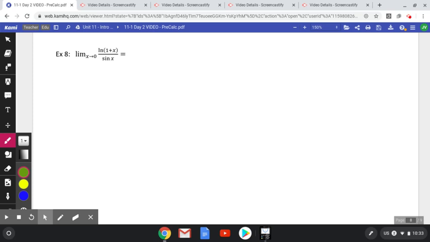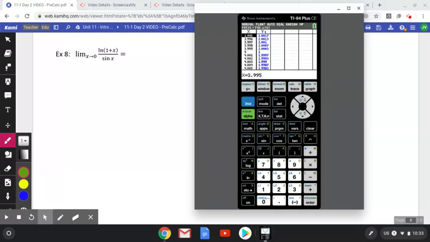In this example, we have the limit as x approaches 0 of the natural log of 1 plus x over the sine of x. Let's type this into our calculator and see if we can figure out what the graph looks like, and that might help us clue into what this limit is equal to, and we can also use the table to help us as well.